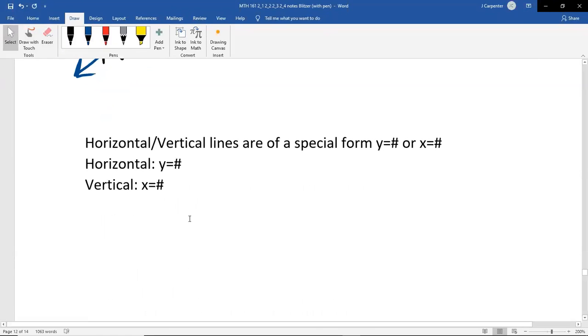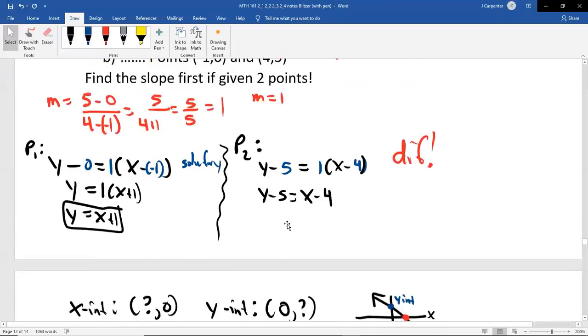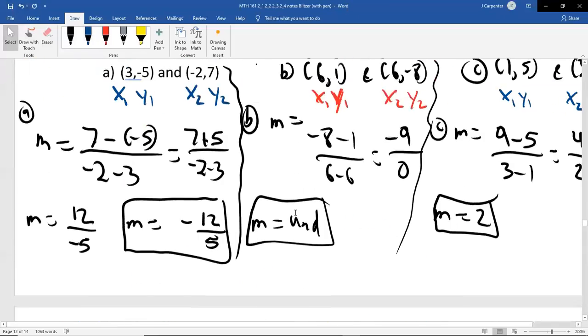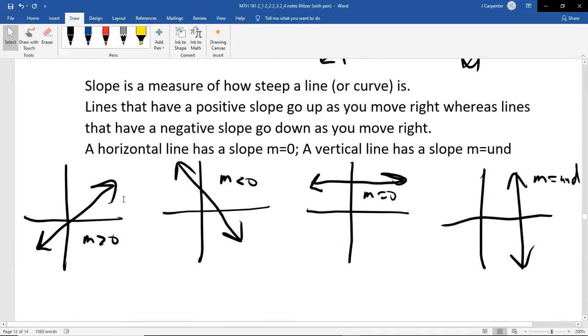All right. Horizontal and vertical lines. We mentioned much earlier last class that slopes can be positive, and when they're positive, they look like this. Slopes can be negative, and they look like this. It's all about going right and up, or right and down. If the slope is 0, it's completely horizontal. If the slope is undefined, it's completely vertical.